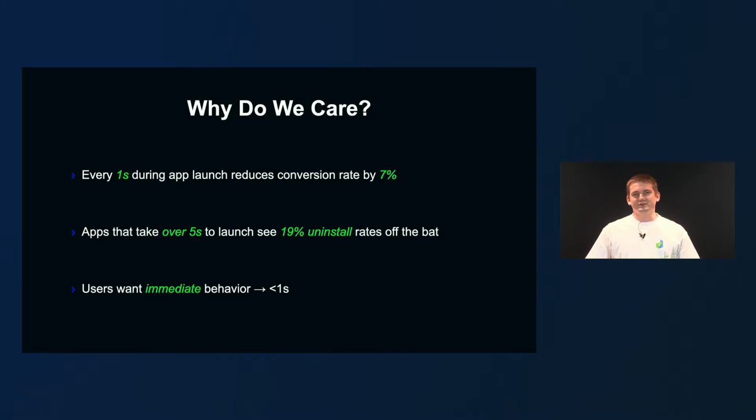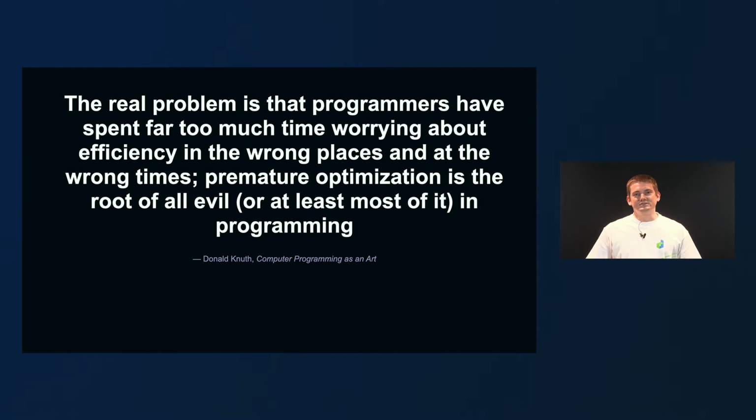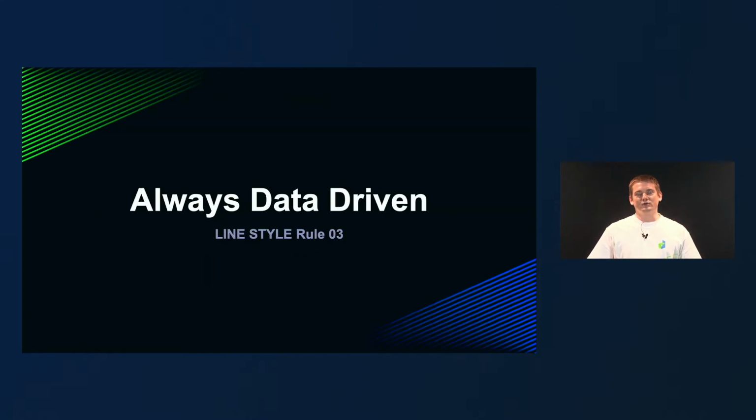But why do we want to measure? Well, this is a quote from 1974. Basically, what it says is we don't want to waste our time making fast things faster. We want to make the slow things faster and use that instead. Another reason we want to measure is because we're always data-driven. We need to have data to make our decisions.